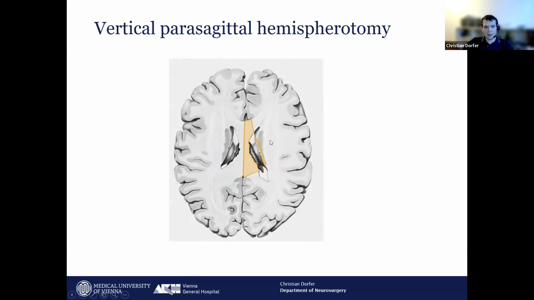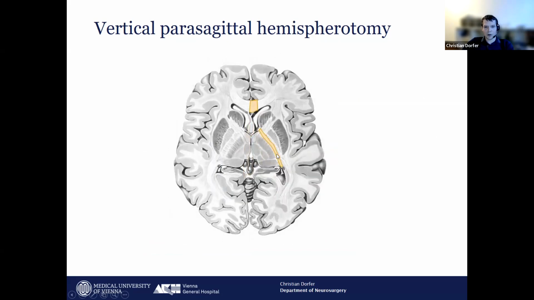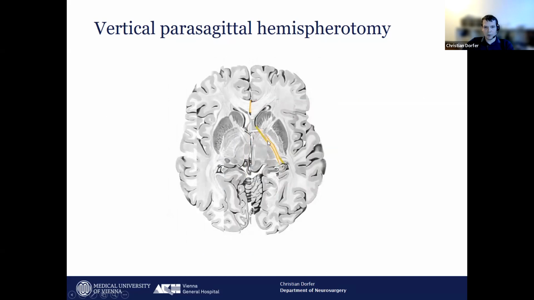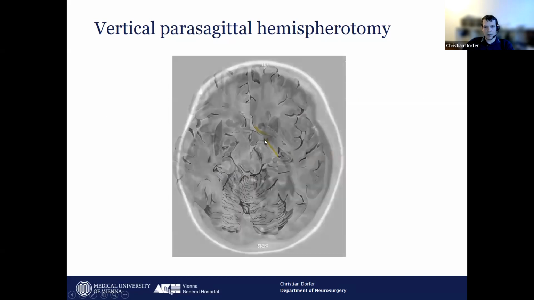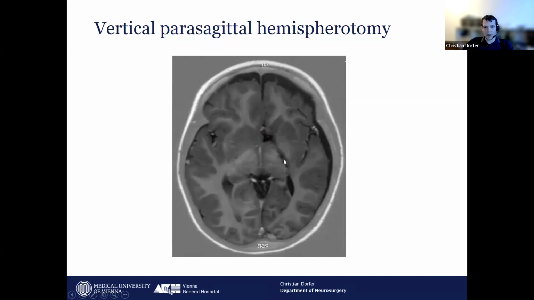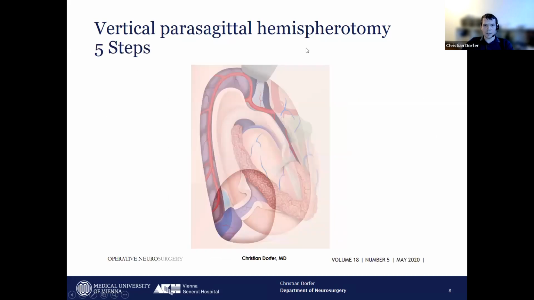You see here the callosotomy. Here is the disconnection line in the groove between the nucleus caudatus and the thalamus, all going down through the internal capsule. See here, this is on the MRI, and in the end, the complete disconnection. And the vertical technique can be described in 5 steps. We are going through these quickly.